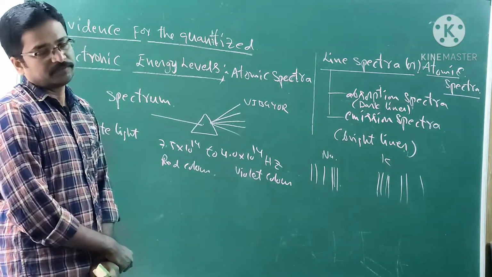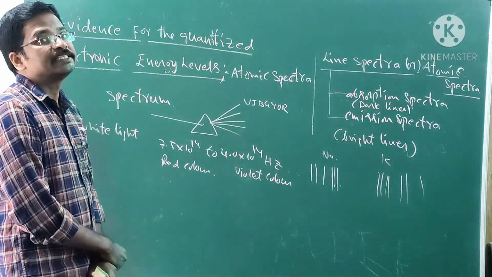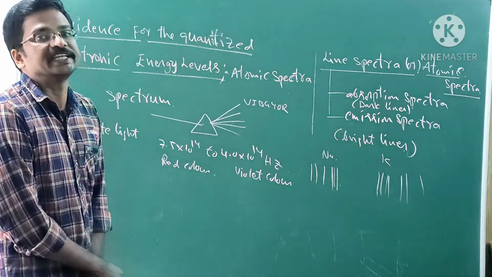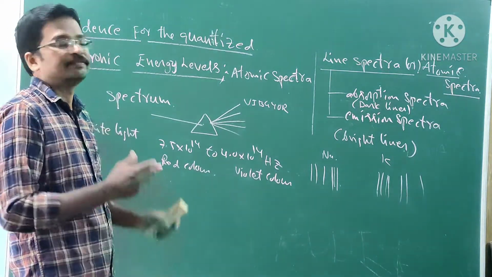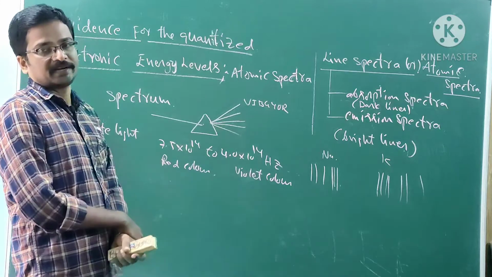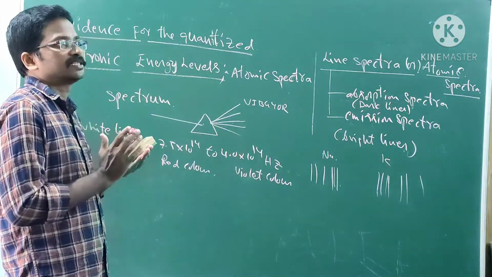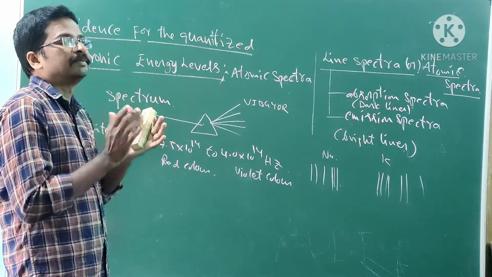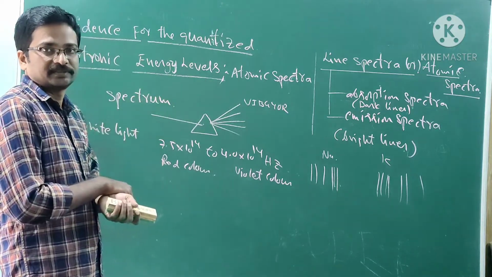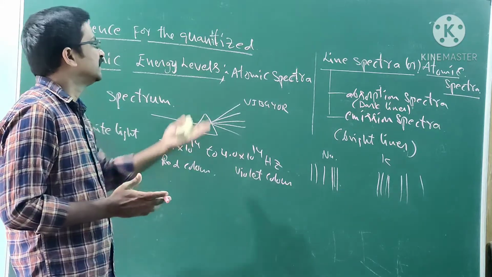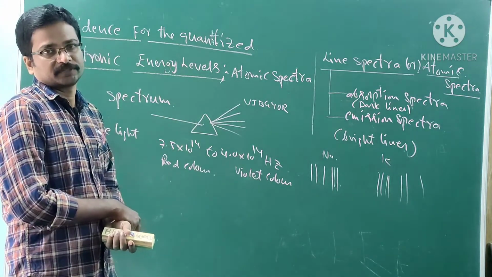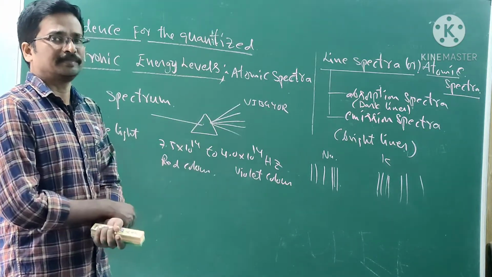Atomic spectra. What is the meaning of it? The fact that energy levels in an atom are quantized is given by the atomic spectra. Atomic spectra says the energy levels in a particular atom are quantized, which is indicated by the atomic spectra. How do we study the atomic spectra?